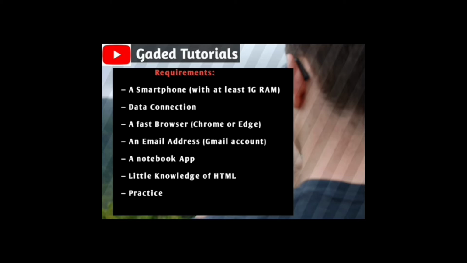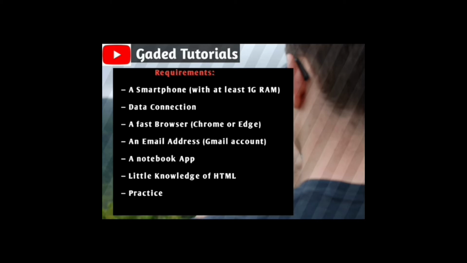Then the third thing we need is a fast browser. If you don't have any of these browsers, Google Chrome or Microsoft Edge, you can go to Play Store and download any of them. Then the next thing we need is an email address. Not just an email address, but a Gmail account. If you don't have one, you can go to Google as well and create a Gmail account for free.